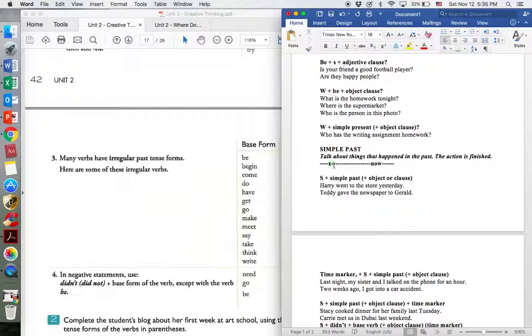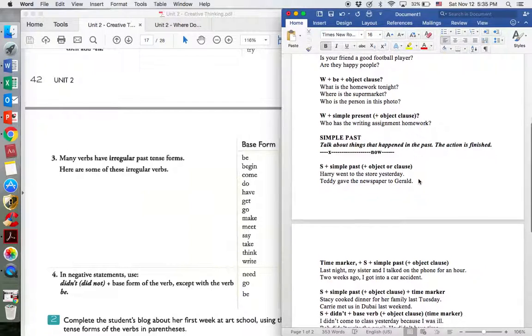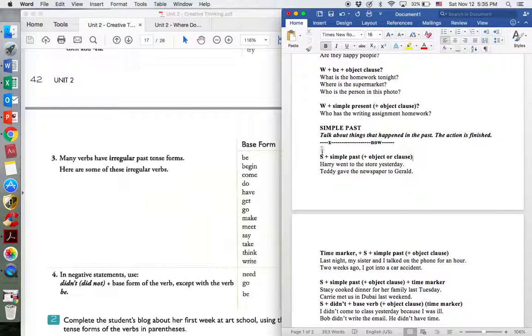So here is our action, that X there. Here's the now, or the present tense. This thing happened some length of time in the past, and it's completely finished. It's not ongoing. It's not likely to continue. It's not a habit. It's not a routine. It happened. It's finished. And so something like, Harry went to the store yesterday.